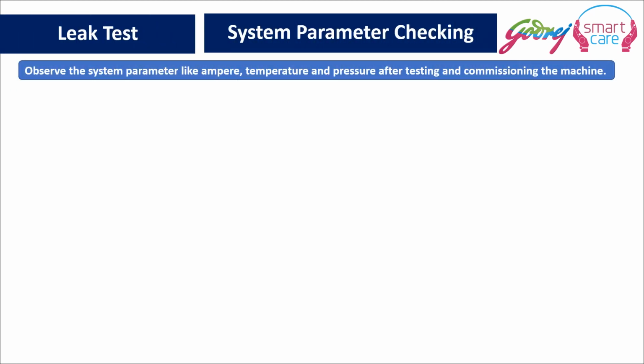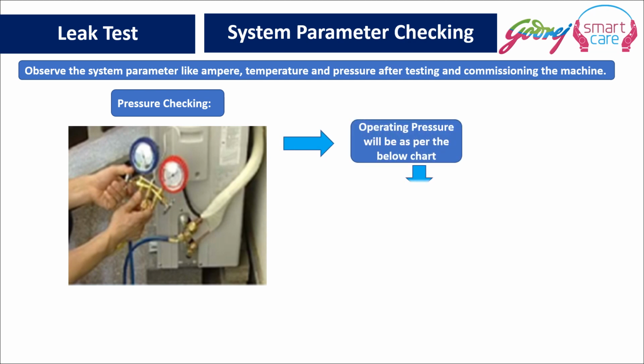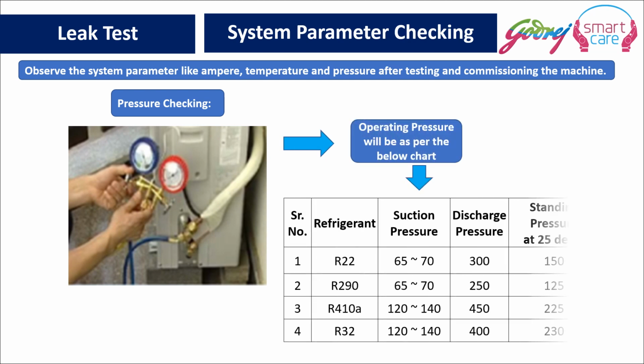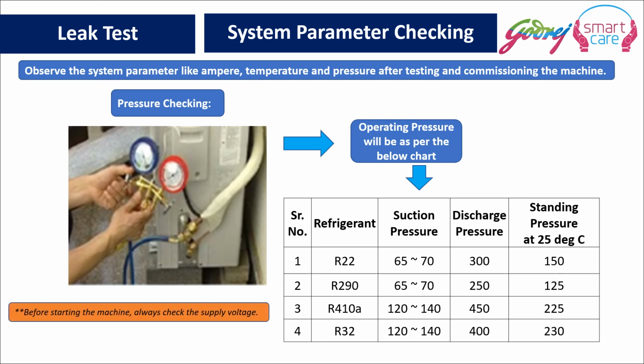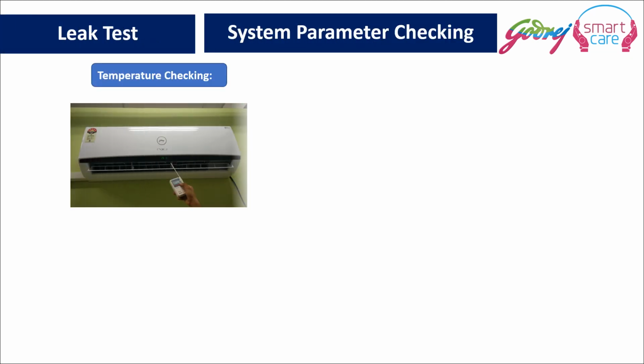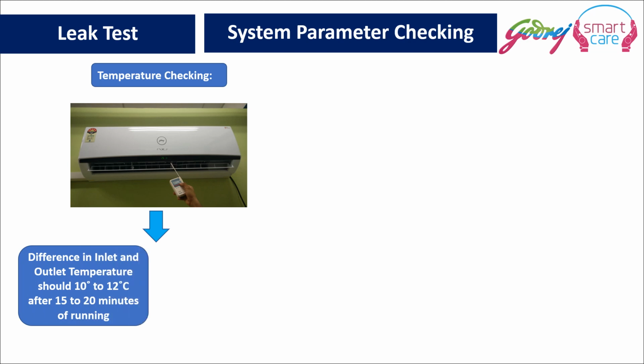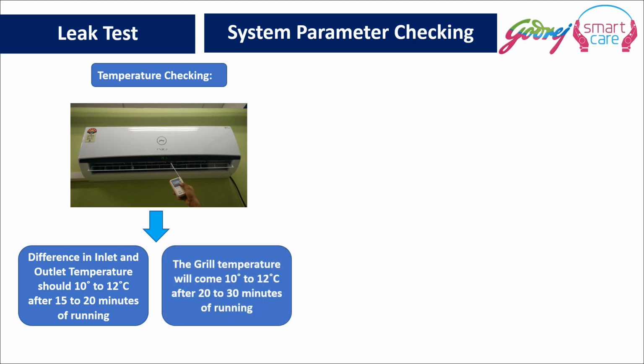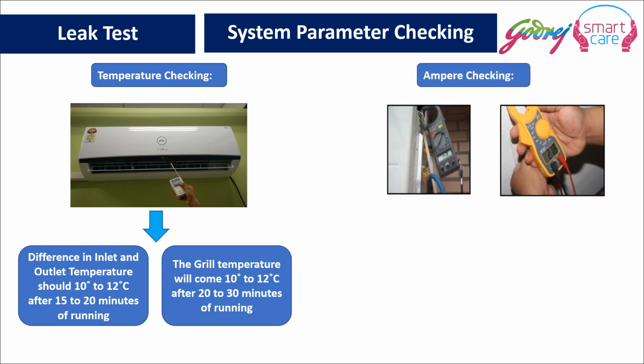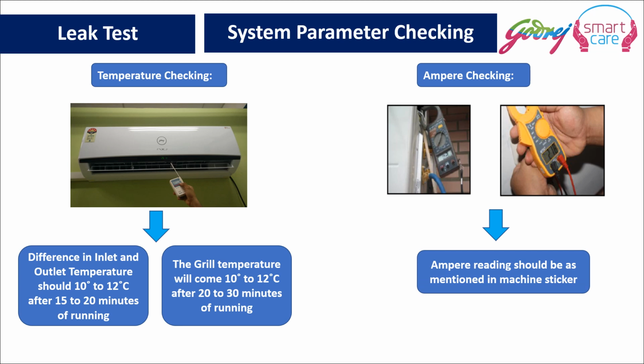Observe the system's parameters like ampere, temperature, and pressures after testing and commissioning the machine. Operating pressure will be as per the below chart. The difference in the inlet and outlet temperature should be 10 to 12 degrees centigrade after 15 to 20 minutes of running. We check the ampere. Ampere reading should be as mentioned in the machine figure.